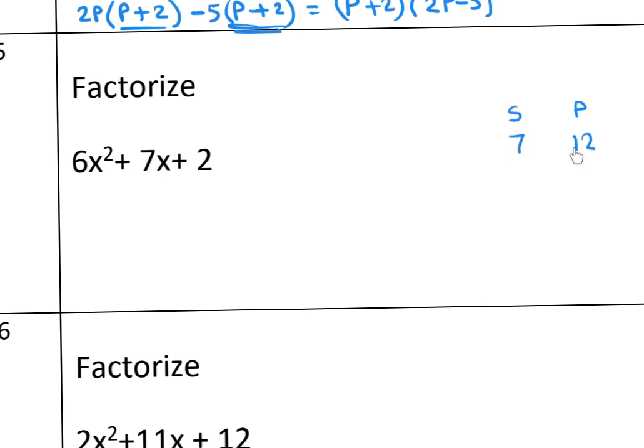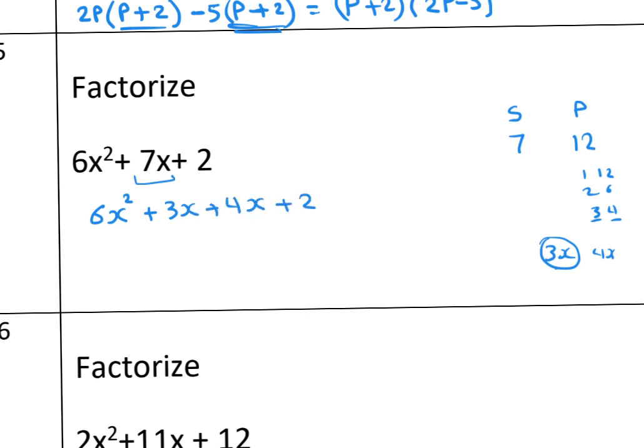Think of two numbers: if you multiply, you get 12, and if you add, you get 7. How to get 12? 1 times 12, but the sum is not 7. 2 times 6, but the sum is 8. 3 times 4, sum 7. So 3 and 4. So replace 7x by 3x and 4x. Start with 3x because we have a common factor between 3x and 6x squared. So we can rewrite the trinomial as 6x squared plus 3x plus 4x plus 2.